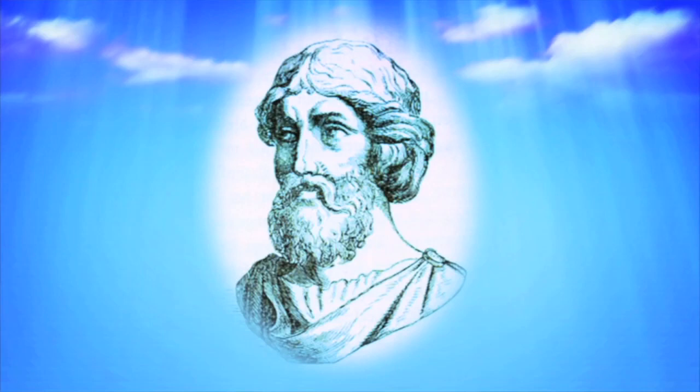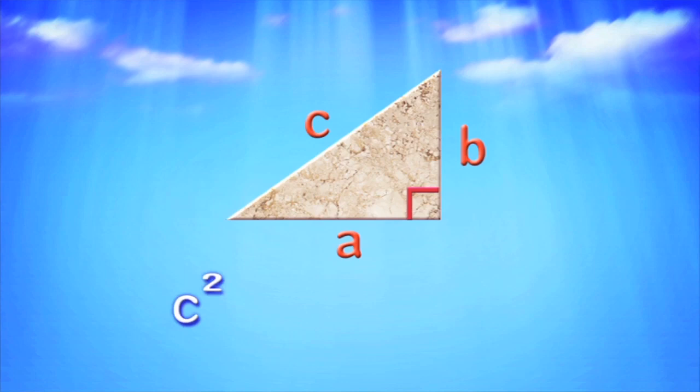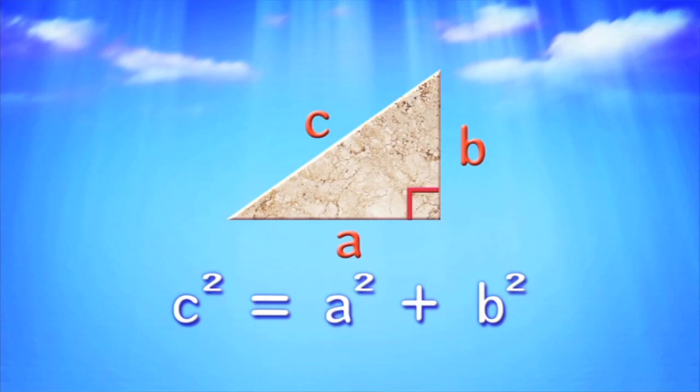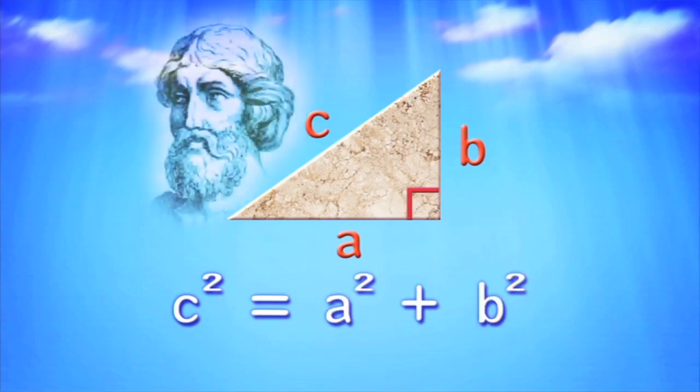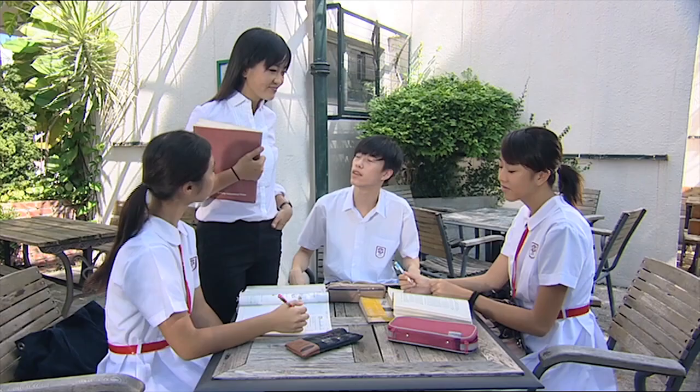Pythagoras is the most renowned for his achievement in mathematics by discovering and proving that for any right-angled triangle, the square of the length of the hypotenuse equals the sum of the squares of the lengths of the other two sides. That means c square equals a square plus b square. In commemoration of Pythagoras' contribution, this theorem is named Pythagoras theorem.